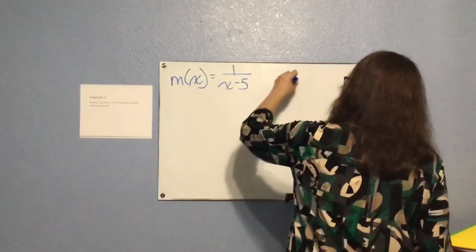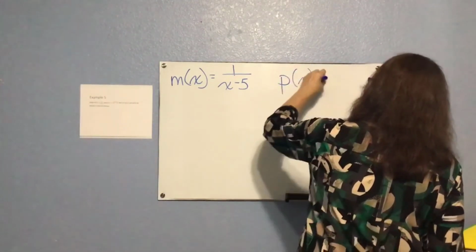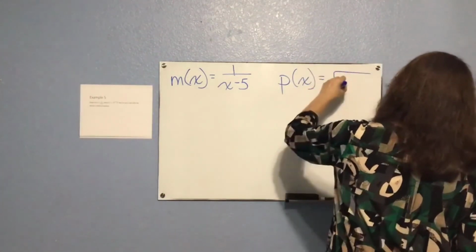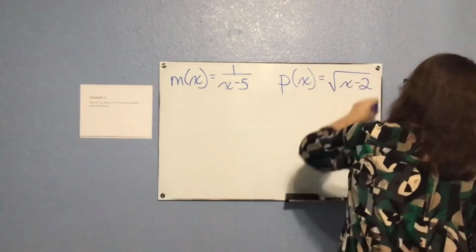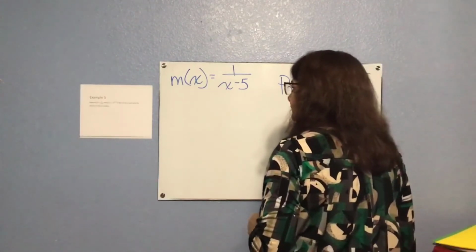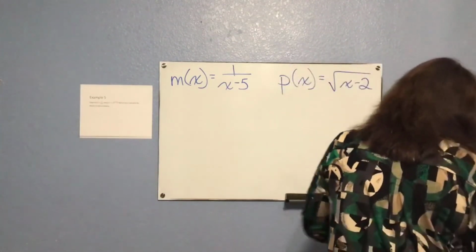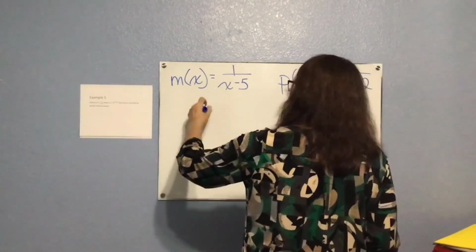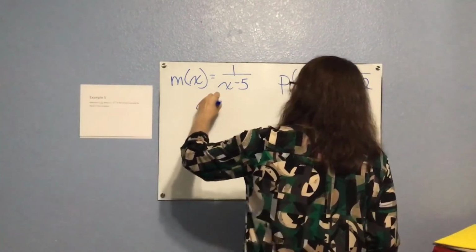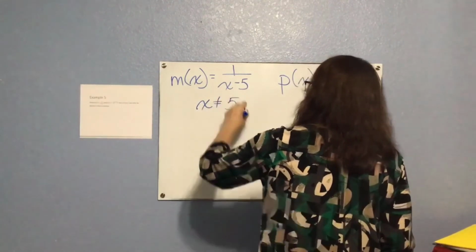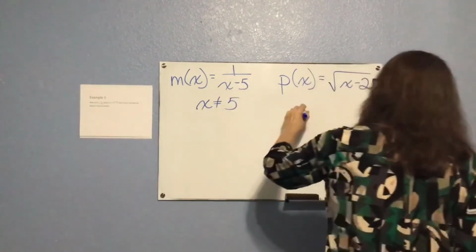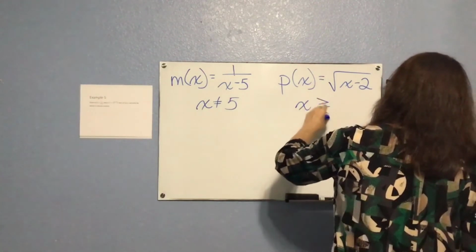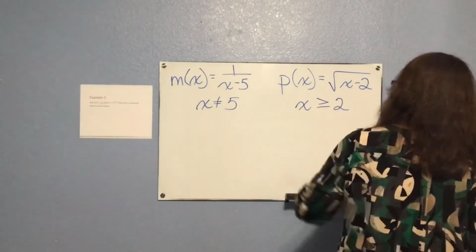And p of x equals the square root of x minus 2. Okay? Finding the restrictions here for m of x, I know that x cannot be positive 5. And over here I know that x has to be greater than or equal to 2.